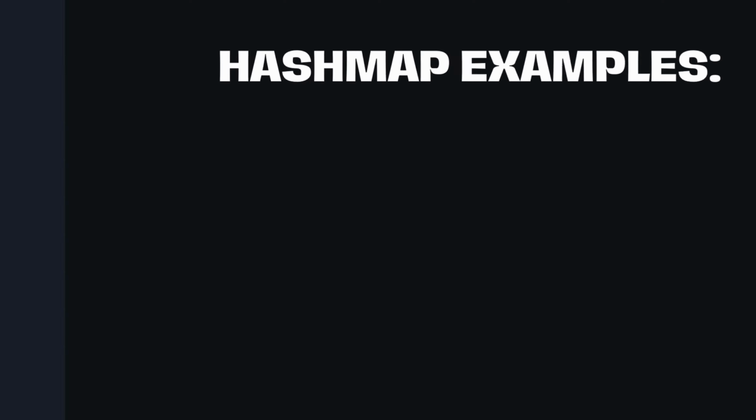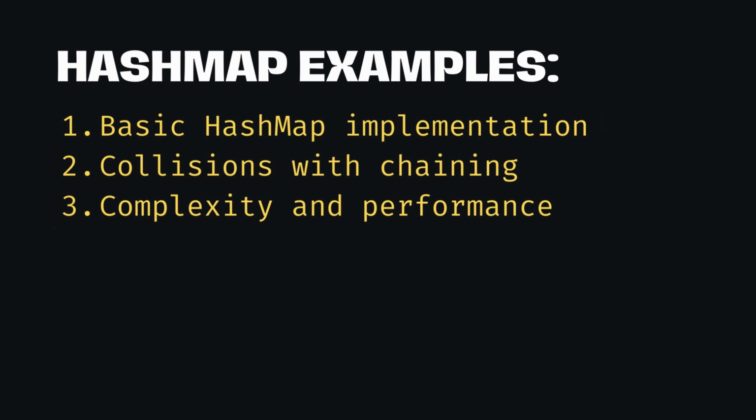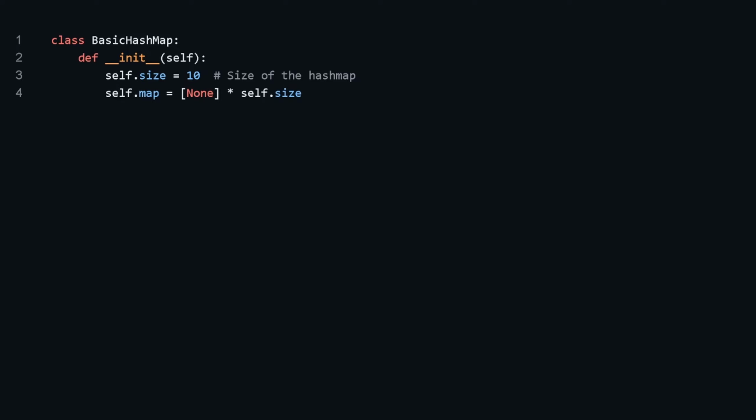Okay, let's go over a few simple examples of a hash map. The first will be a basic hash map implementation. The second will be with collisions and chaining, and the third will address complexity and performance. Example 1, a simple hash map implementation without collision handling.